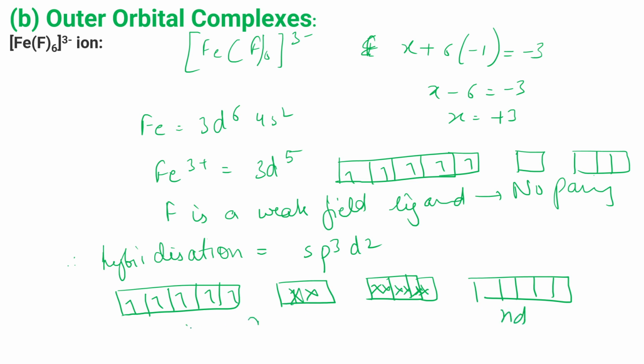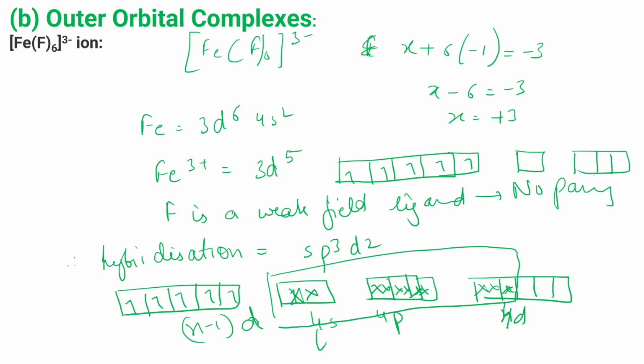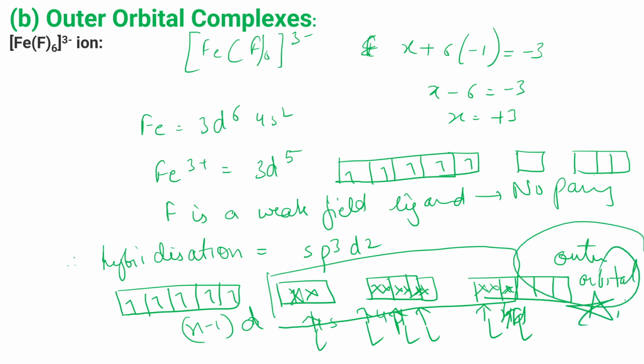If the n minus 1 d orbital is filled, that means an inner orbital complex is formed. If nd, that is 4d, is filled, along with 4s and 4p, so this is the filling when ligands donate their electrons, then the complex is called an outer orbital complex. Since fluoride is a weak field ligand, it won't cause pairing. Therefore, the complex generated is an outer orbital complex. Is there any unpaired electron present over here? Yes, of course. 5 unpaired electrons are present in the inner d orbital. That means the complex is paramagnetic. Okay.